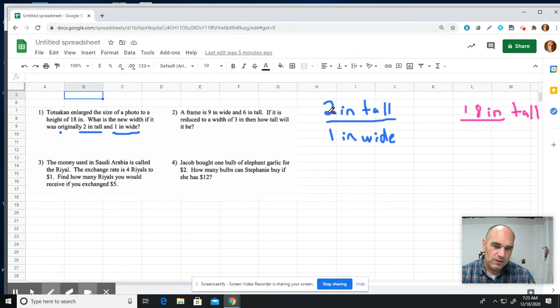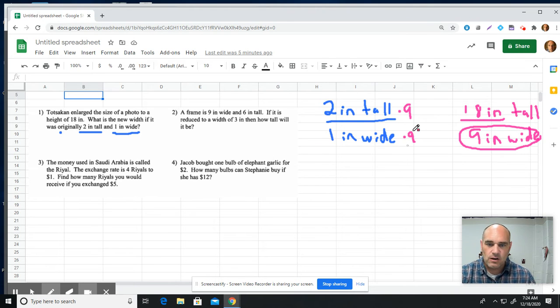How can I go from 2 inches tall to 18 inches tall? Well, I can just multiply this by 9, and that will give me my 18 inches tall. We know from years and years of teachers beating this into our heads that if I multiply the top by 9, then we also have to multiply the bottom by 9. So 2 times 9 is 18 inches. 1 times 9 is 9. So this is going to be 9 inches wide. In my new picture, if it's 18 inches tall, then it's going to be 9 inches wide.